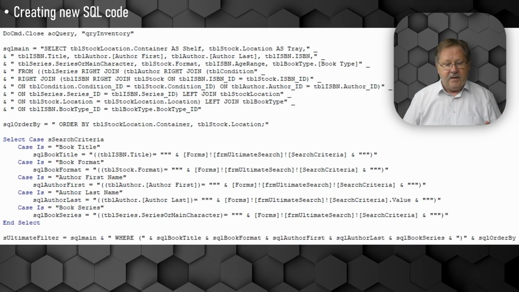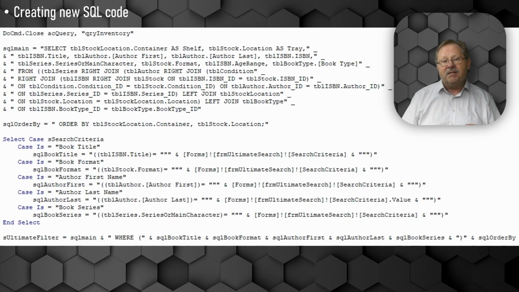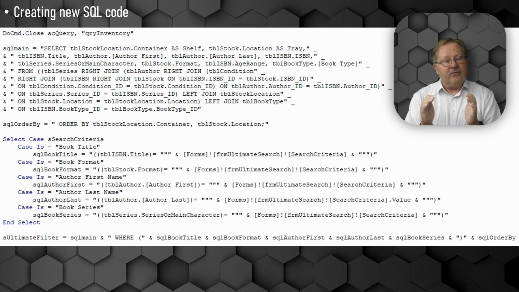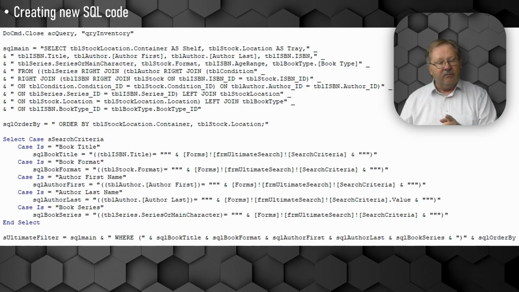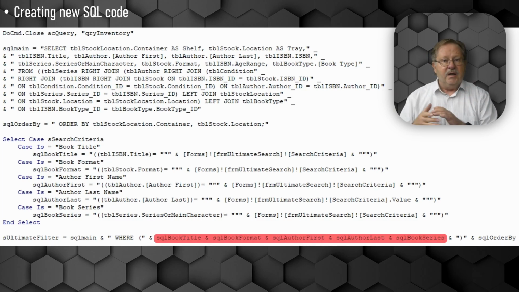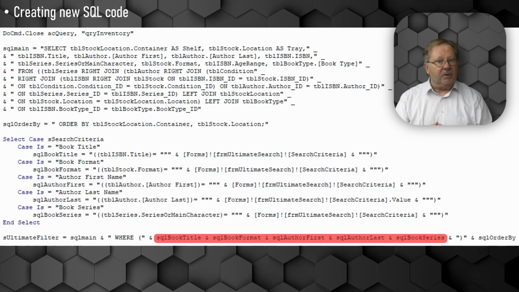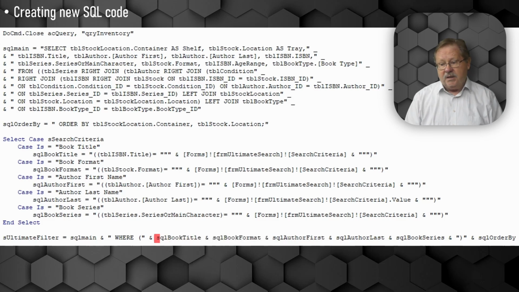The next piece is I assemble all that SQL code together, where I take SQL main, ampersand, then I have the appropriate information for starting that where clause, and then I put all of the sections of SQL code for the where clause, which is the criteria that I just assembled in my select case statement, and then I put the order by statement at the end.